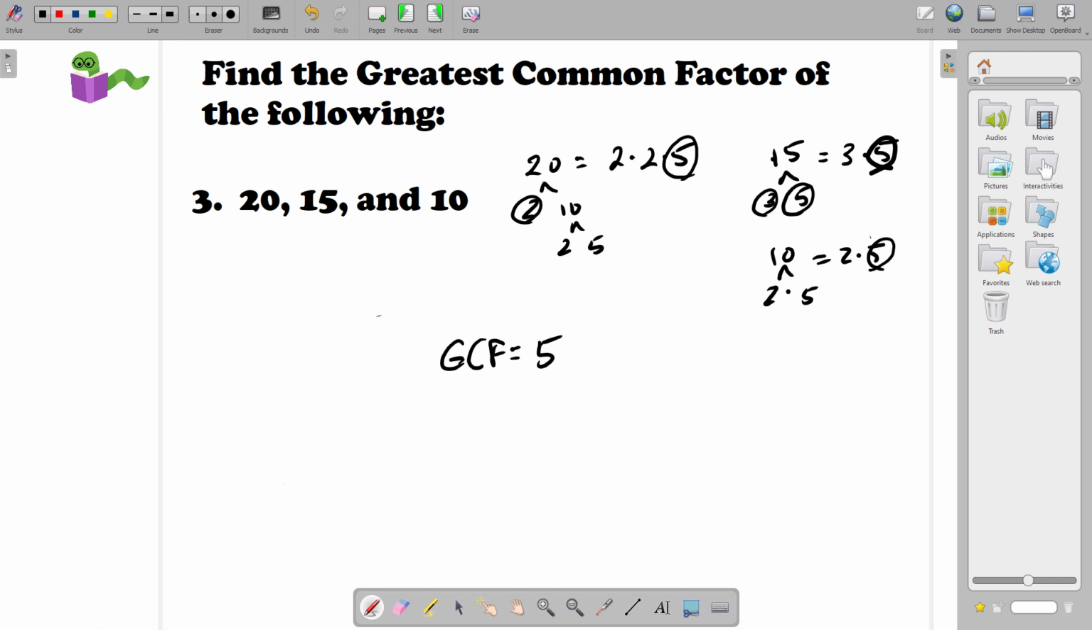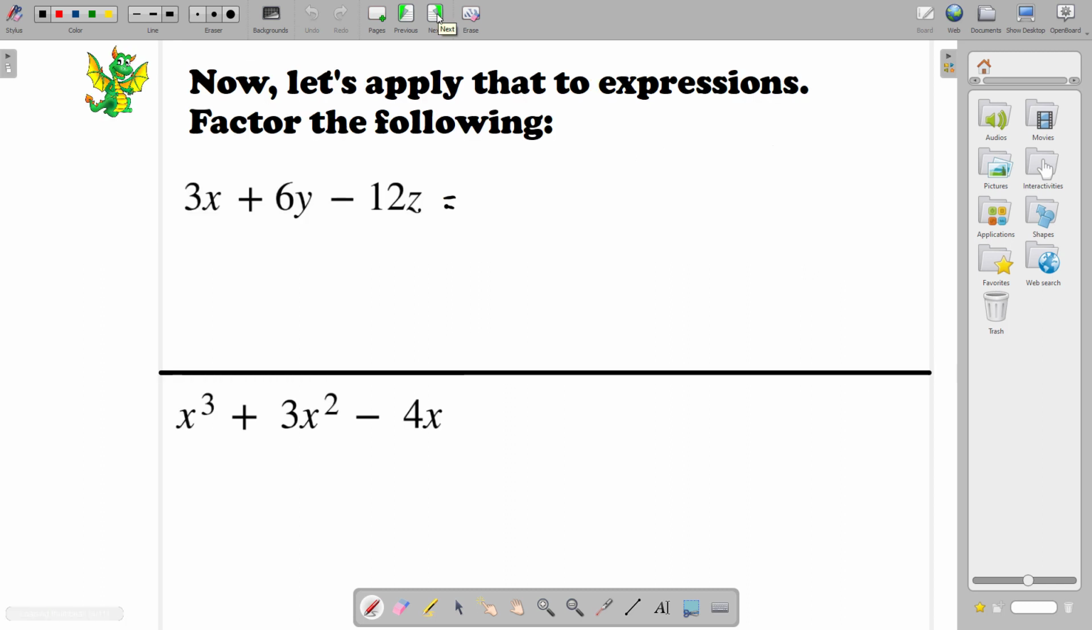Now let's see how to apply this in rational expressions. So if you look, we've got 3x plus 6y minus 12z. I need to look at each of these terms and see if there is something that will divide into all three of those terms. And the largest thing that will divide into 3x, 6y, and 12z is 3. So I'm going to factor out or divide out a 3. Remember, the word factor out means to divide.